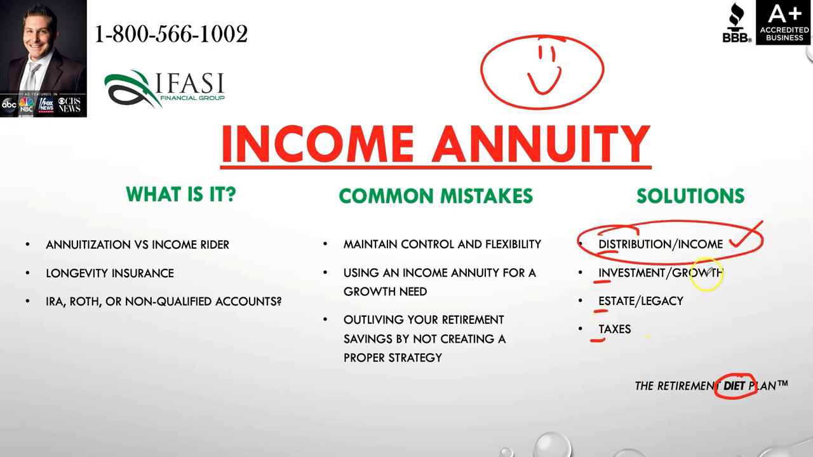What does your distribution phase look like? What does your investment/growth phase look like? If, let's say, you want to leave a legacy and that's something important to you, how do you make sure that's optimized correctly? And then how do you optimize your tax situation correctly?